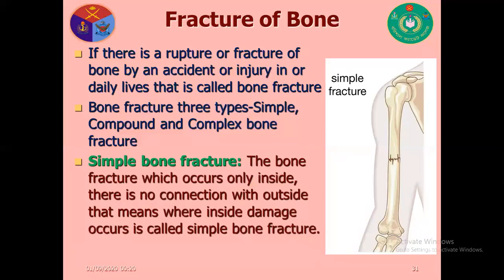Now, fracture of bone. If there is a rupture or fracture of bone by an accident or injury in our daily lives, that is called bone fracture. Bone fracture, 3 types: simple, compound, and complex bone fracture. Simple bone fracture, the bone fracture which occurs only inside, there is no connection with outside. That means where inside damage occurs is called simple bone fracture.